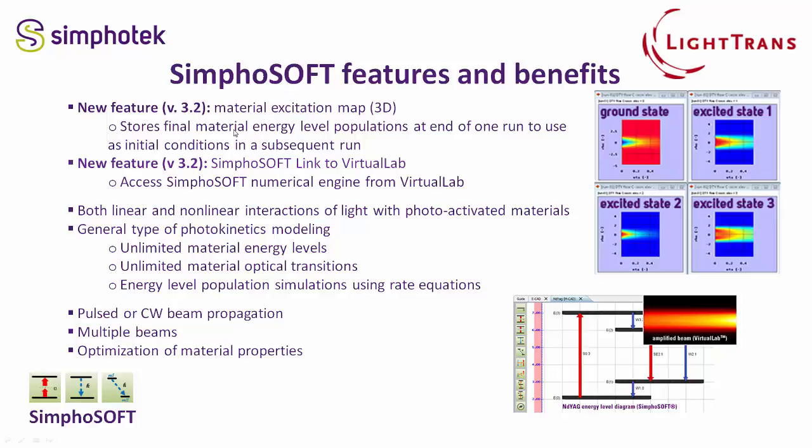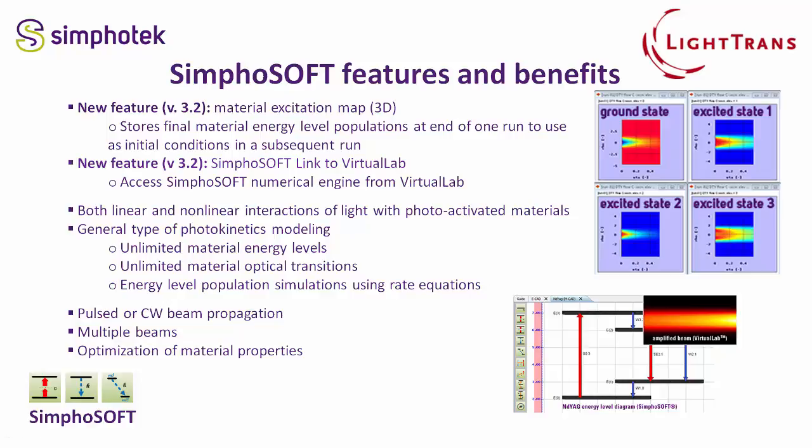This excitation map stores the final material energy level populations at the end of one simulation run and uses those values as initial conditions for a second subsequent run. This type of situation is needed if you're doing multiple passes through a material, such as an amplifier or a laser. Over on the right are 2D plots of what these excitation maps would look like in 2 dimensions.